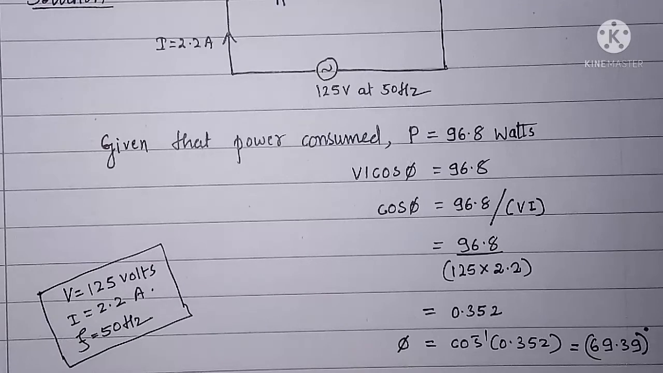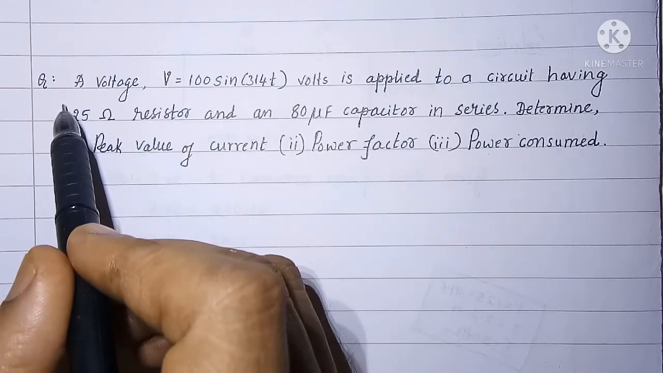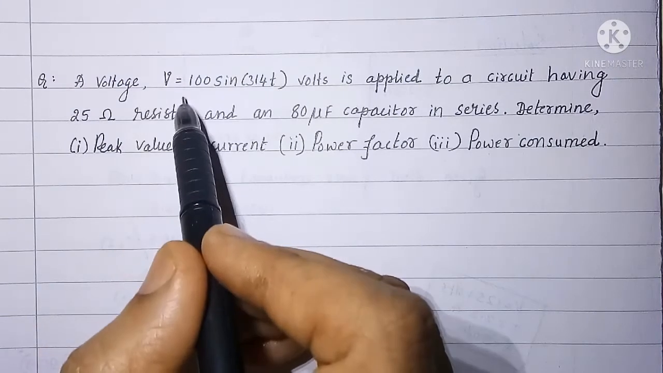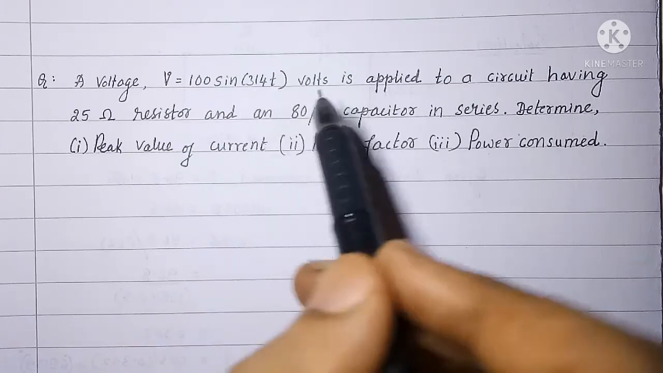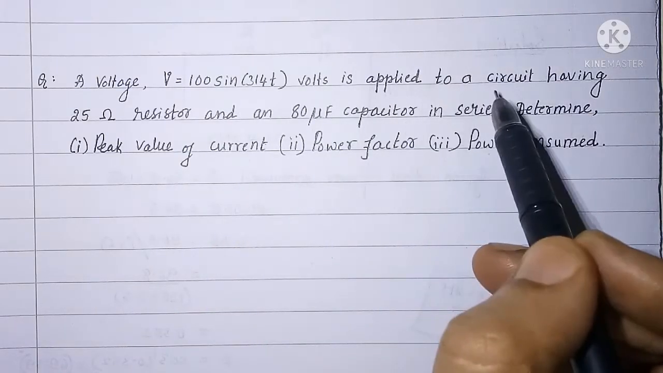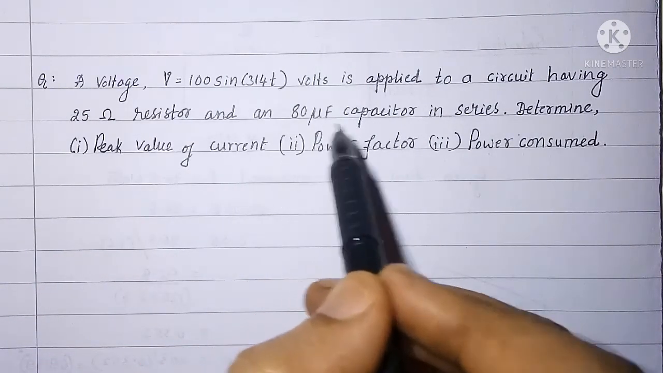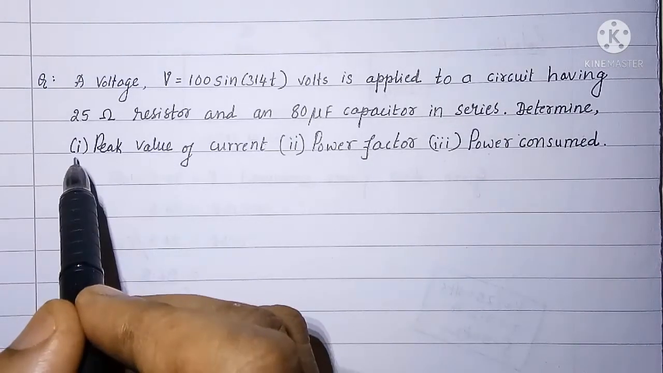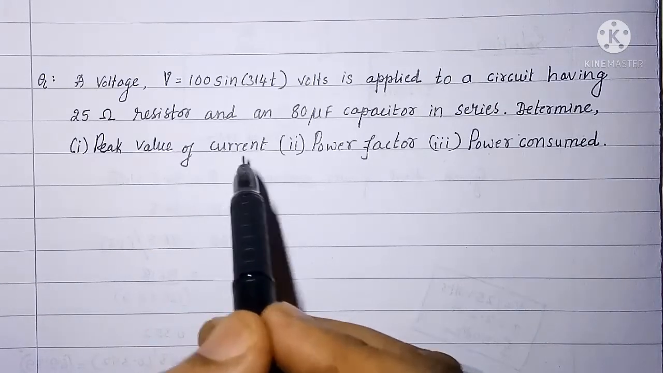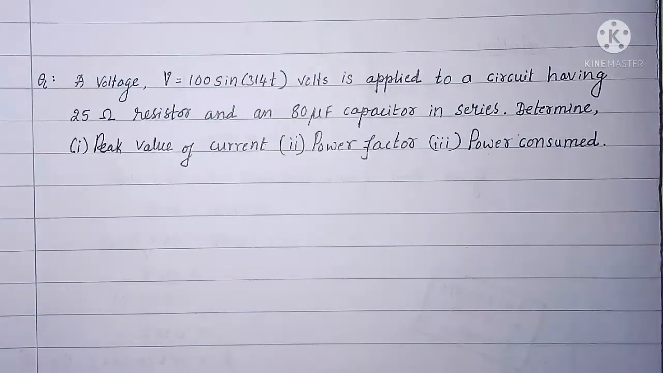We'll take one more problem based on RC series circuit. Here is the third question now. A voltage V equal to 100 sine of 314 t volts is applied to a circuit having 25 ohm resistor and an 80 microfarad capacitor in series. Determine first one peak value of current, second one power factor, and third one power consumed.